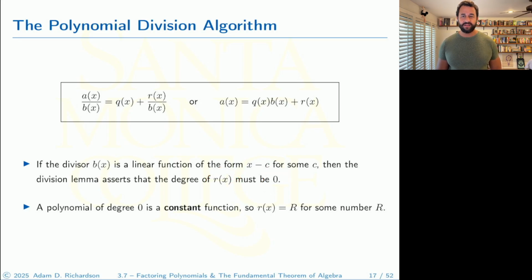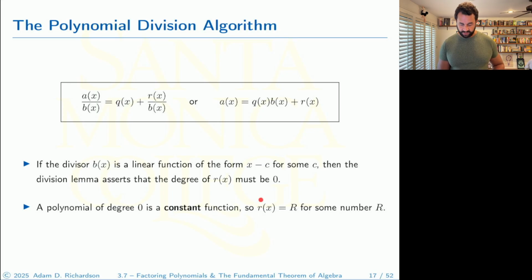All right, the degree of this resulting function has to be 0. That's because the division lemma says whatever this remainder is, the degree has to be strictly less than the divisor, right? Even what we were seeing when we did the division process. So if you remember, a polynomial that's degree 0 is a constant function, right? Degree 0 functions are constant.